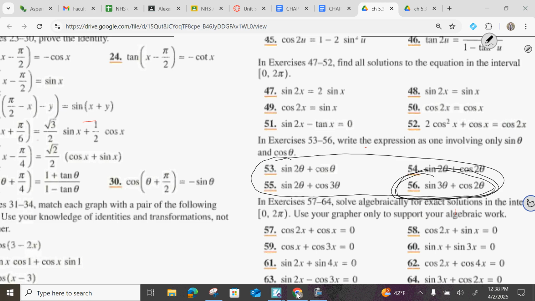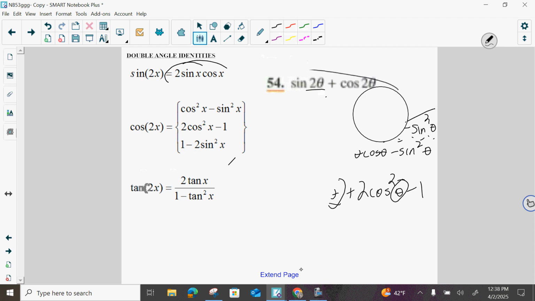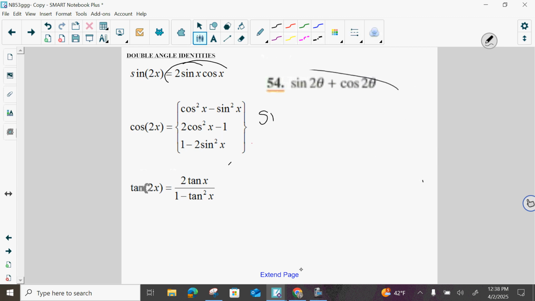Sine of 3 theta plus cosine of 2 theta. 3 theta and 2 theta. So realize these are your expressions. You don't know where to end. Claudia, what do you think we should do for the 2 theta one? Yeah. So pick one. First one. So Claudia is saying the first one for the cosine.